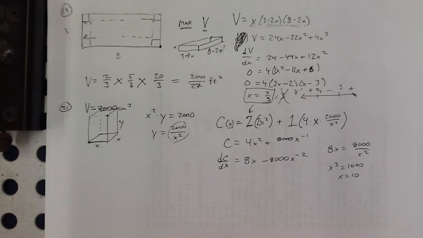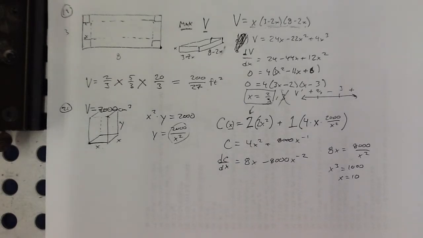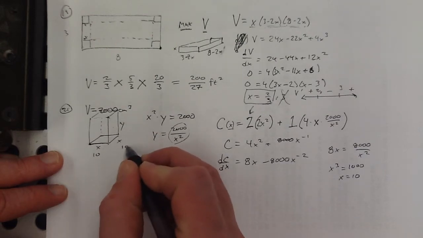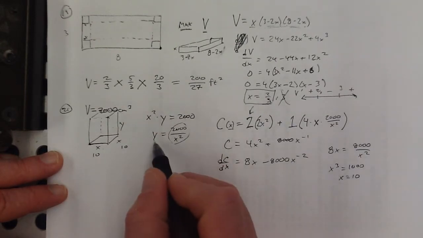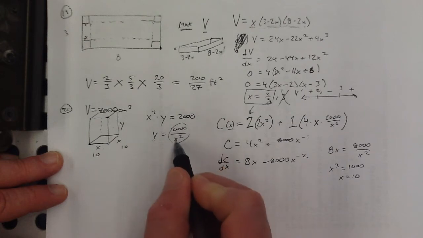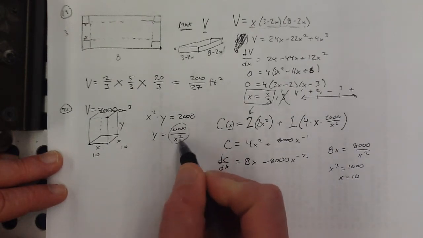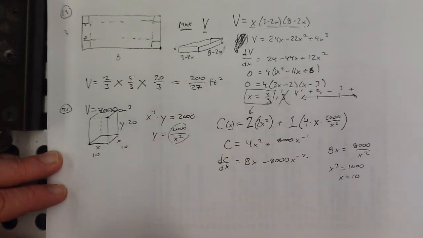And what were we being asked to find? Find the dimensions of the container of least cost. Okay, so it looks like it's going to be 10 by 10 by y, which is equal to 2,000 over x squared. So x squared is 100, and 2,000 divided by that is going to be 20. Oh, my drawing looks actually not terrible.